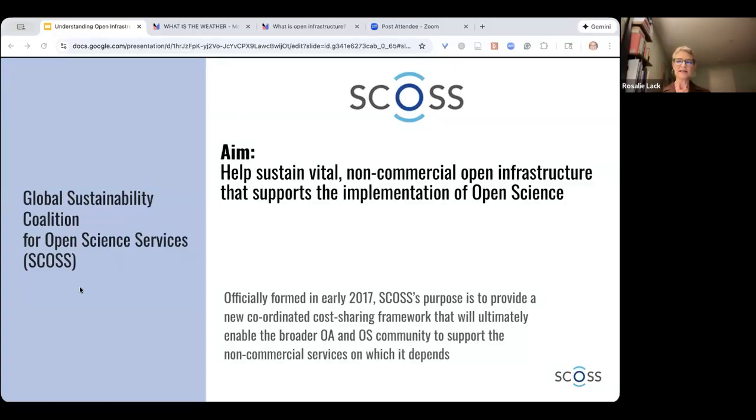And each of these words are important in the sense that this infrastructure is essential or vital. I think someone said the word vital in the word cloud earlier. Exactly. And they are non-commercial. They're open, of course, and we strongly believe, as I started out with this presentation, that open science must be built on open infrastructure. So that's the aim of SCOSS, to help sustain this open infrastructure.